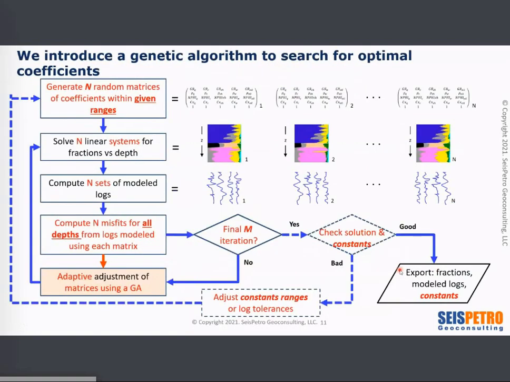So how does the workflow change based on the new genetic algorithm? The genetic algorithm allows us to generate n random matrices of coefficients given the ranges that we give to it. And so instead of evaluating one set of coefficients at a time, we have an n number of them.